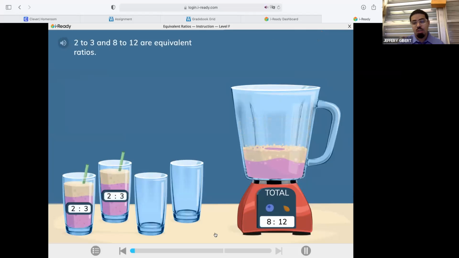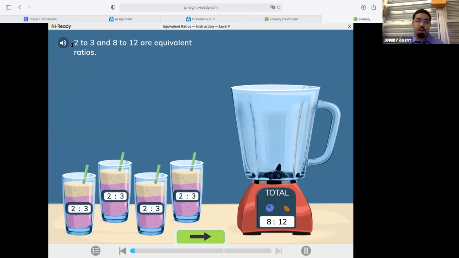2 to 3 and 8 to 12 are equivalent ratios. Again, 2 times 4 is 8. 3 times 4 is 12. Multiplied both these numbers by the same number, which was 4.